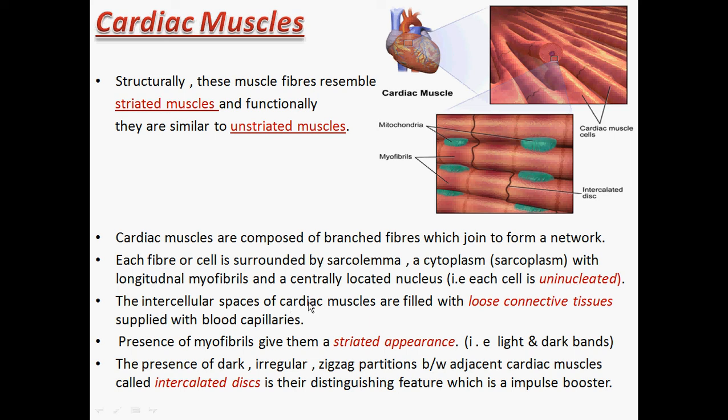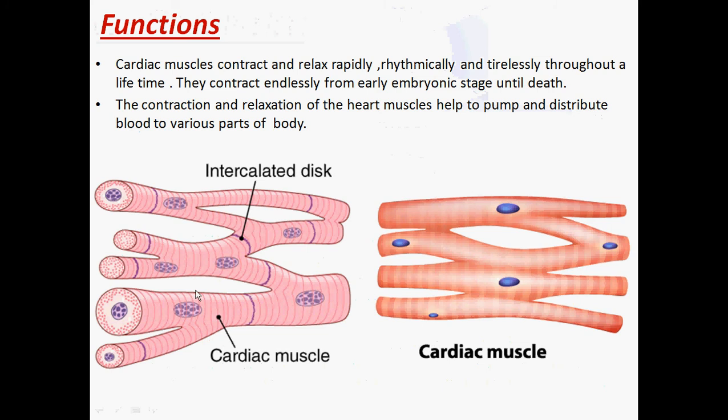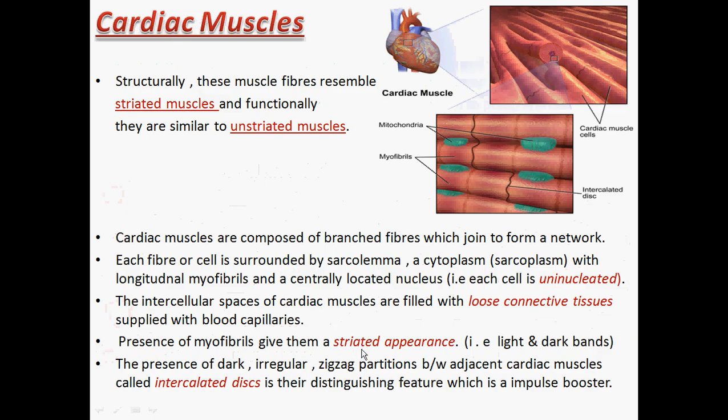The intercellular spaces of the cardiac muscles are filled with loose connective tissue supplied with blood capillaries. As I told you earlier, loose connective tissue is areolar tissue, and it fills the space between the skin and the muscles. In a similar manner, the intercellular spaces of the cardiac muscles are filled with loose connective tissue supplied with blood capillaries, because blood is flowing in the entire heart. The presence of myofibrils gives them a striated appearance. We can see in this figure some long line-like structures, the myofibrils passing longitudinally on this muscle fiber. That is why they have a striated appearance.